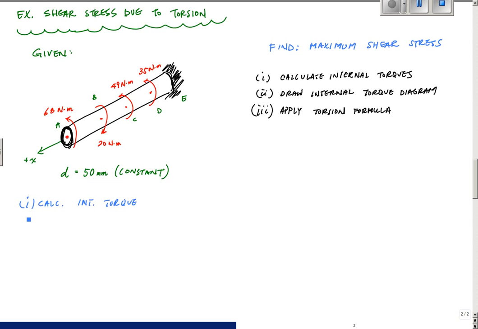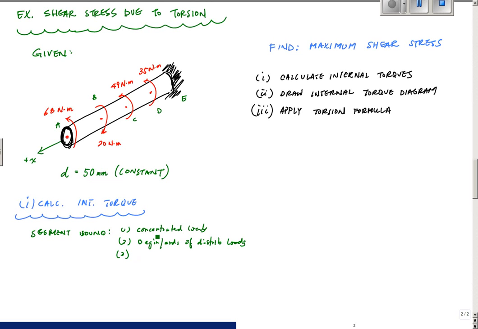Really, what's important is that you have to know what segments you need to cut at here. The rule for cutting segments, this is kind of my rule of thumb, and in fact, it usually works. Let's call it segment boundaries. Places where you need to cut in between are at concentrated loads, the beginning or ends of distributed loads, supports or reactions due to supports, and any sort of geometric discontinuity.